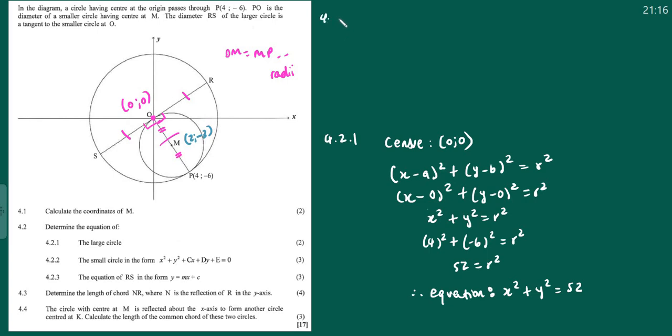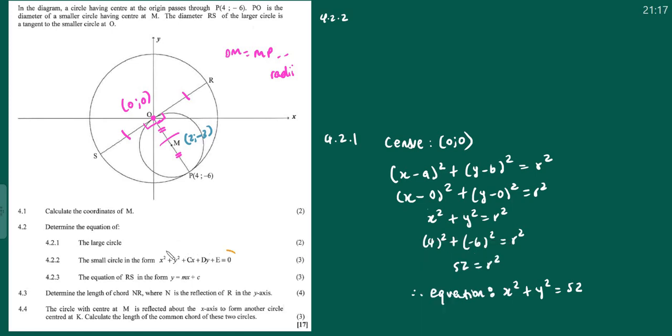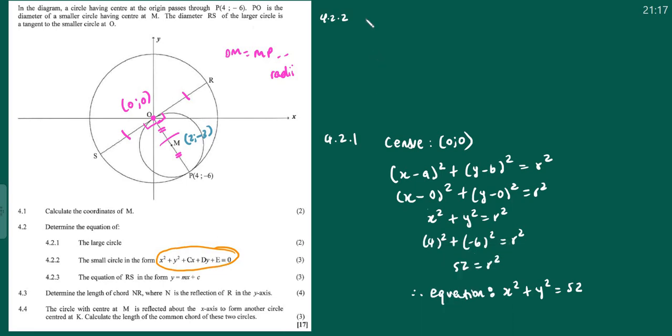4.2.2. Determine the equation of the small circle in this form. Wow, I like this form a lot. x squared plus y squared plus cx plus dy plus e. It's a beautiful form. So the first thing is to rearrange that form nicely. We can write it as x squared plus cx, plus y squared plus dy plus e, equal to 0. Imagine getting this in an exam.